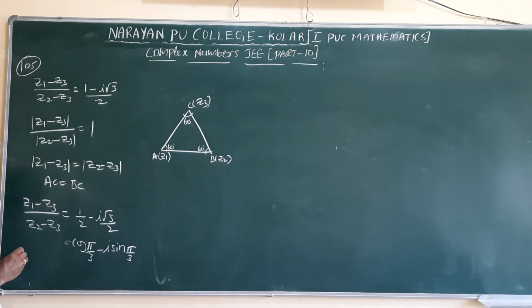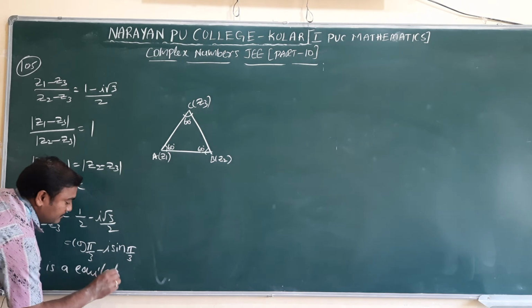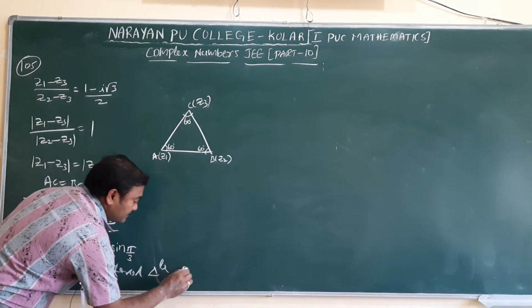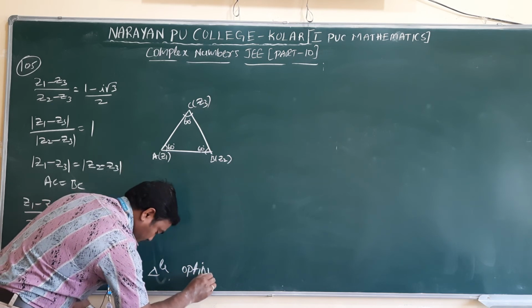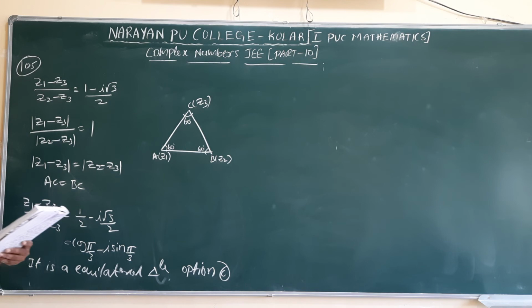So therefore, Z1 minus Z3 by Z2 minus Z3, the vertices form an equilateral triangle. Therefore it is an equilateral triangle. Here option C is the correct option.